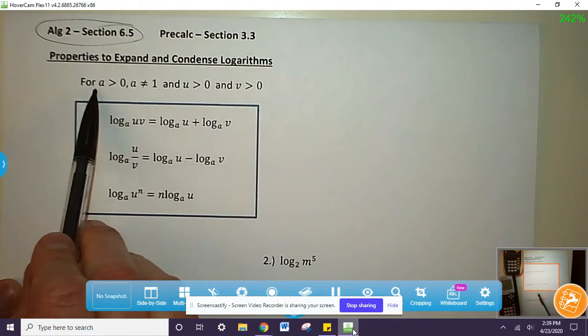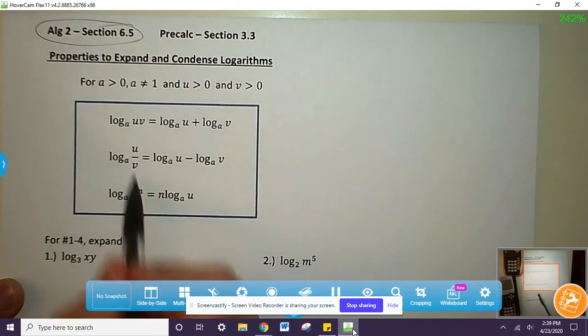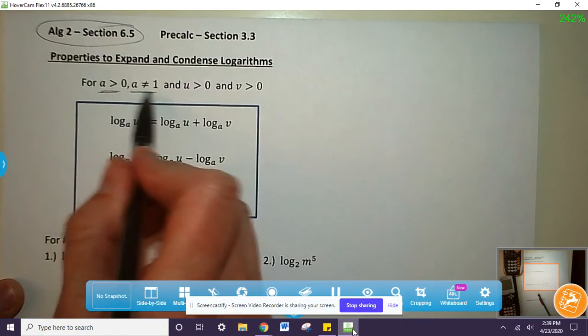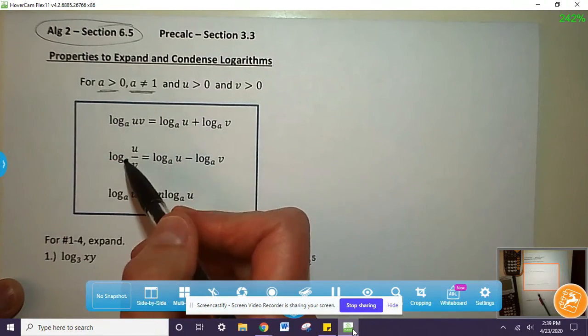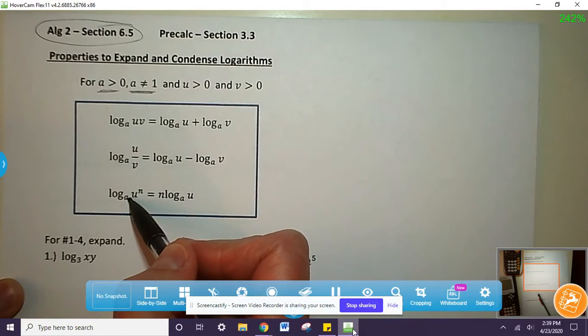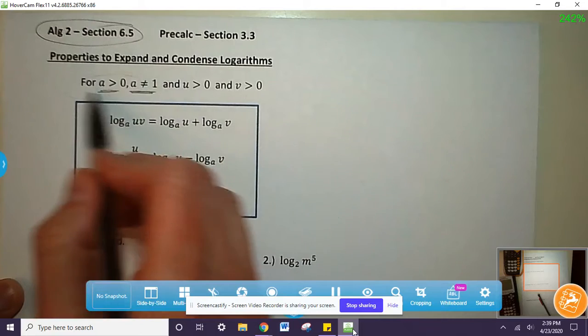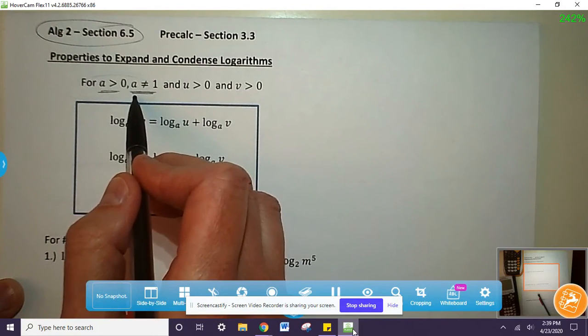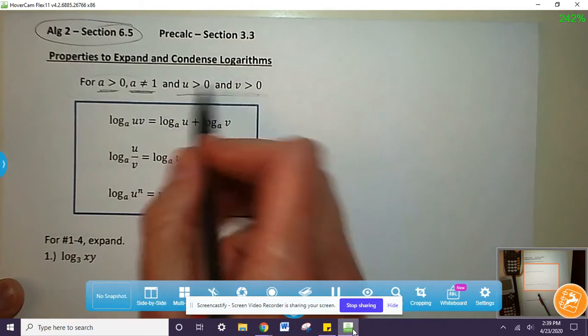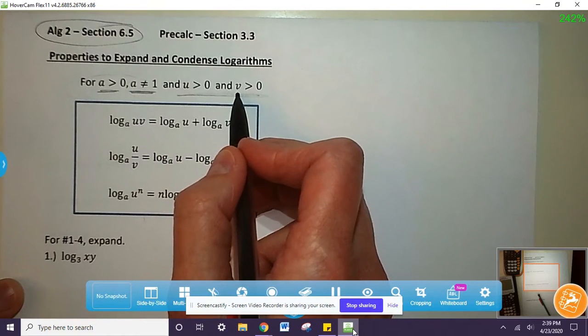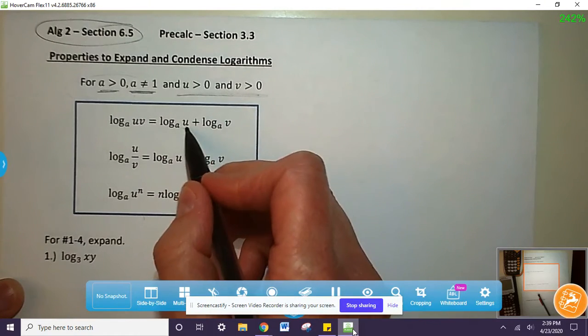One thing you notice up top is you have some restrictions here. So you see you have a greater than 0, a not equal to 1. Those are the same restrictions we're used to on the base of a log. So you don't need to memorize these, but you'll see them in the textbook and you'll see them when I present formulas to you. And then these over here say u greater than 0 and v greater than 0. That's because those are the things inside the logs.